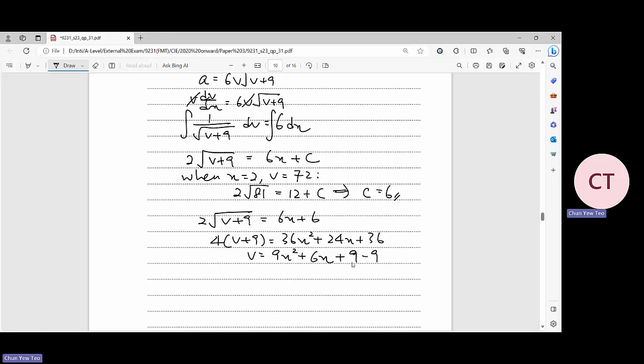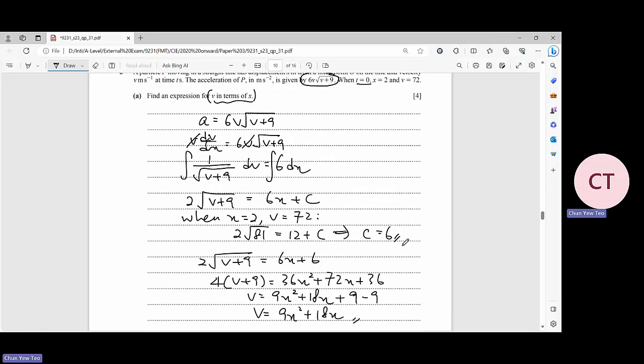So over here, 6x. Oh, this one I made a mistake for the expansion. This one is supposed to be 72. 72 divided 4 is 18. So your v will be 9x squared plus 18x. That will be the answer for part A, v in terms of x.